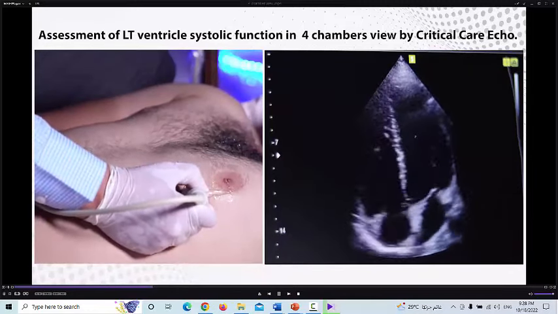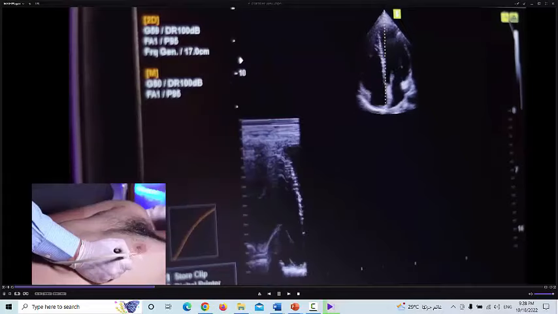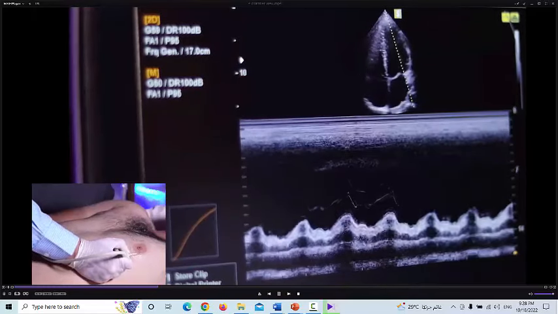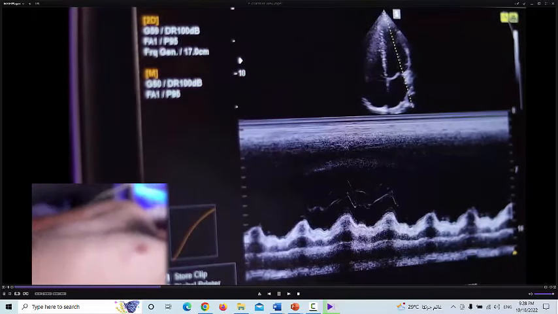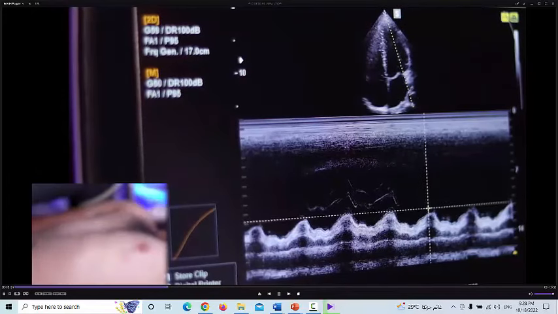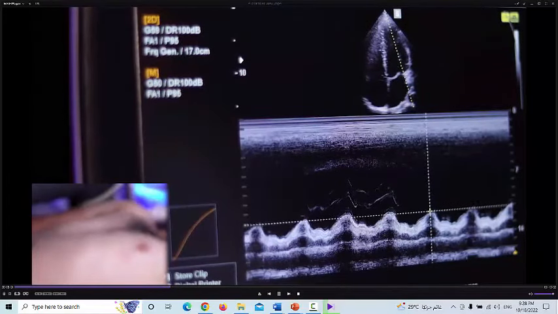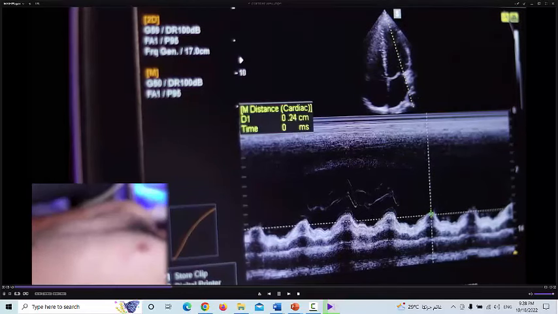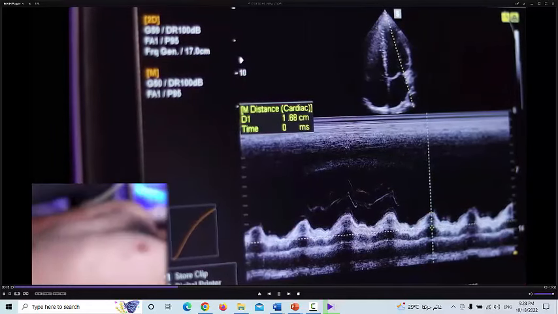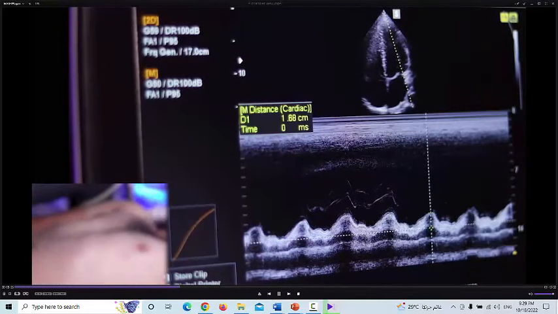But what else can I do in this view? I will measure what's called the MAPSE. I will put the M-mode on the mitral valve annulus here, the lateral mitral valve annulus, and I will measure this upward movement of the lateral annulus of the mitral valve by the motion mode, which is M-mode. I need to assess how far it goes in centimeters in this direction. I will put the diameter. I will measure here from the peak of the systole to the end of the diastole here. At the end of the diastole, it is 1.6 centimeter, more than 1 centimeter, it's normal.